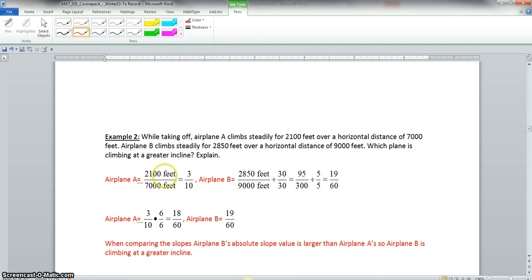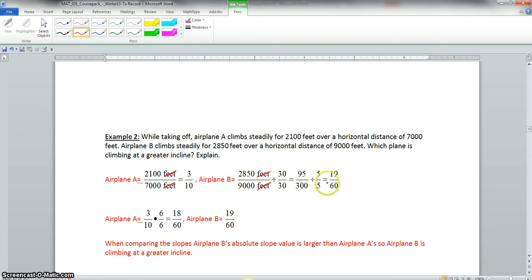Oh, and correcting one thing here, feet was supposed to simplify out. Okay, now these feet will simplify out, but first we would divide both of these by 30, and that will give us 95 over 300, and then we could divide both by 5, and that will give us 19 over 60. Now we had 3/10 for airplane A and 19 over 60 for airplane B.